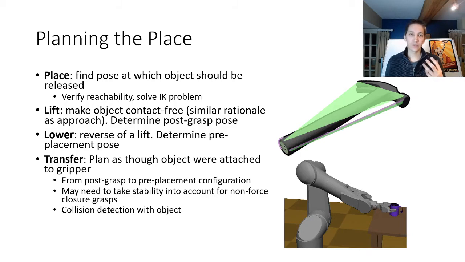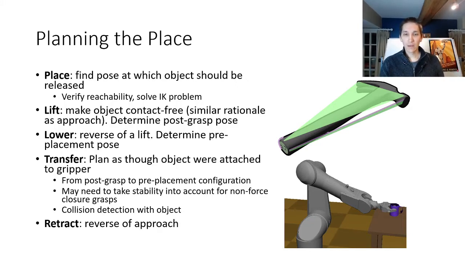Now, we may need to, for example, do stability checking to make sure that our object is not, let's say if we're holding a glass of water, we don't tip it over. And we're also going to want to make sure that we do collision detection with the object, between the object and any other environmental obstacles, or also the object that's grasped and the robot itself. So with these, we add new constraints to the C obstacles of our configuration space. Finally, once we've put the object in the placing configuration, we'll then want to let go and retract. So basically the reverse of an approach motion.